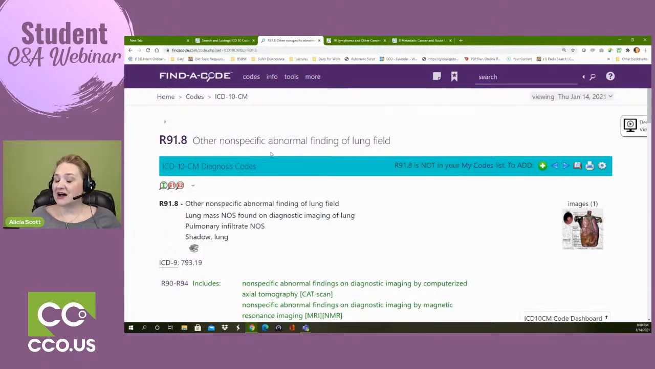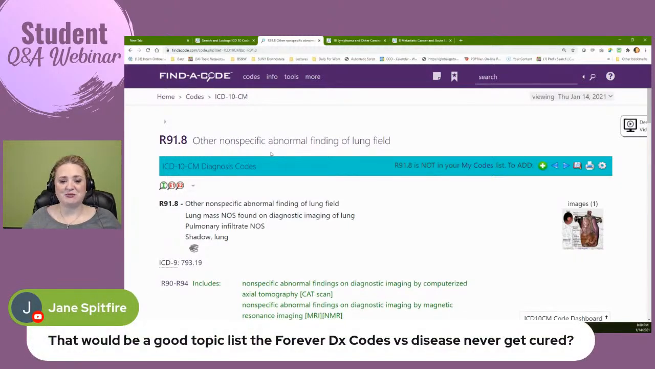So yeah, if you ask an oncologist, they would tell you that, yeah, they're a forever cancer. Do you still have to have treatment forever? No, not necessarily. But will you always be aware that it could come back? Yes, but that is true of every cancer, quite honestly. Now, if you're 20 years out, you're probably okay. That would be a good topic for list of forever diagnosis codes versus diseases that never get cured.